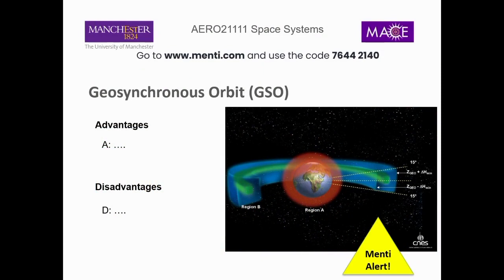Geosynchronous orbit. It sounds like a lot of you know a lot about geosynchronous orbit anyway. But again, just to remind people, and you can pop some advantages and disadvantages in. To be clear, the main thing to be aware of is that there's two different types of geosynchronous orbit. We've got the general geosynchronous orbit, and then we have a very specific subset of that, which is the geostationary orbit. When we're talking about geosynchronous orbit, what we mean is exactly what we spoke about before, that the rate at which we're orbiting around the Earth is the same rate at which the Earth is rotating.